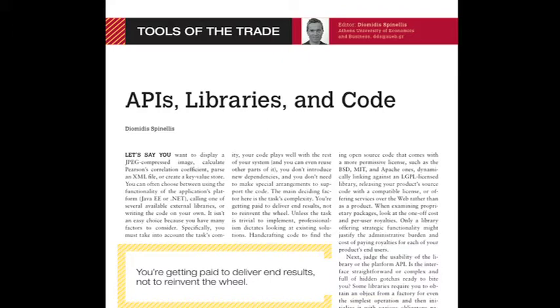The main deciding factor here is the task's complexity. You are getting paid to deliver end results, not to reinvent the wheel. Unless the task is trivial to implement, professionalism dictates to look at existing solutions. Handcrafting code to find the biggest number in a sequence is okay if a corresponding function isn't directly available in your environment. On the other hand, unless you work for a game studio or Pixar, building a 3D rendering engine from scratch is definitely a no-go area.